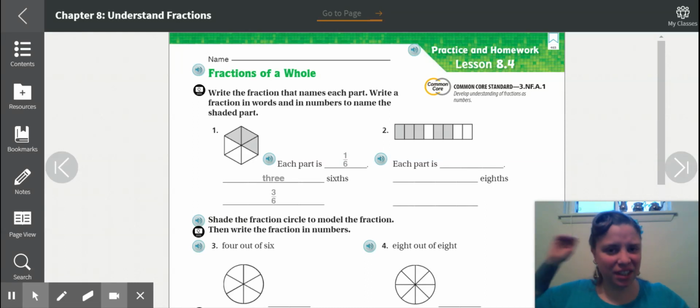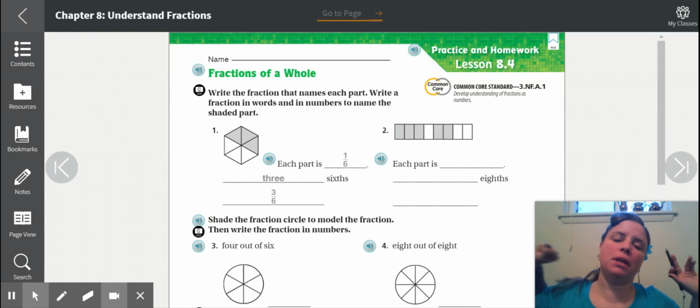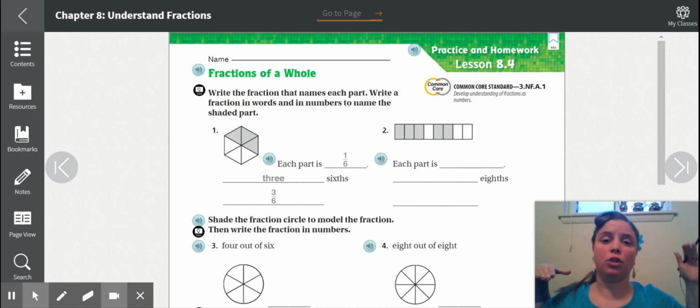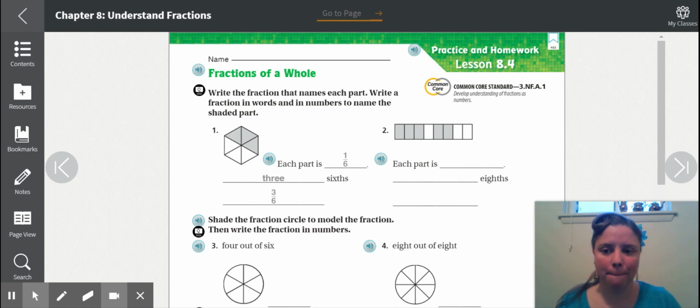Good morning. Today we're going to do a little review with fractions because next week after the break, we're going to jump right into comparing fractions. We have to remember what they're all about.